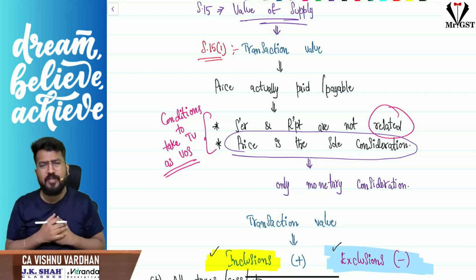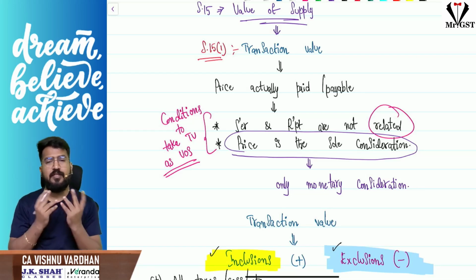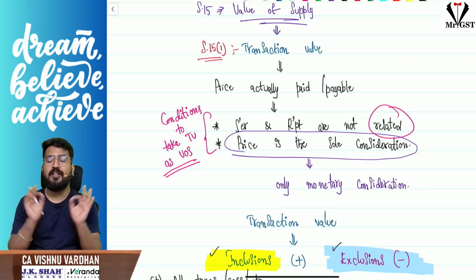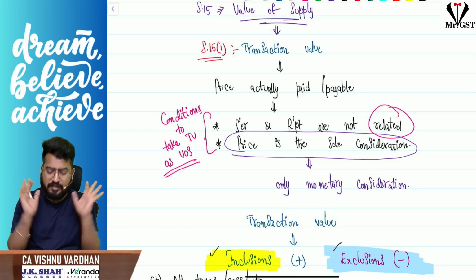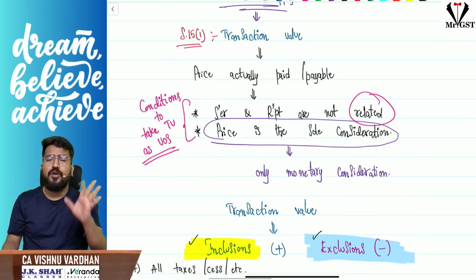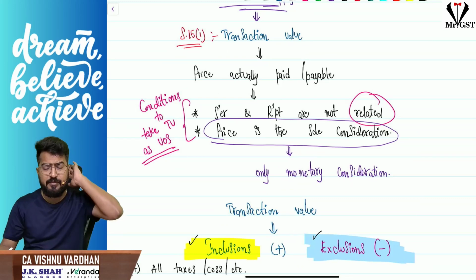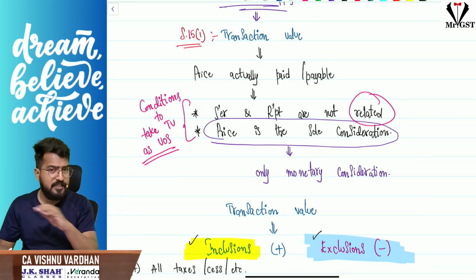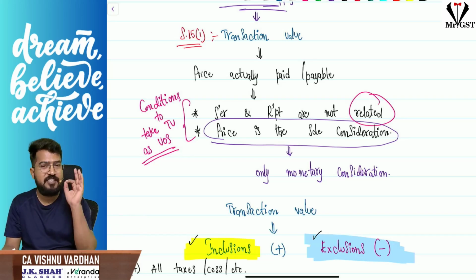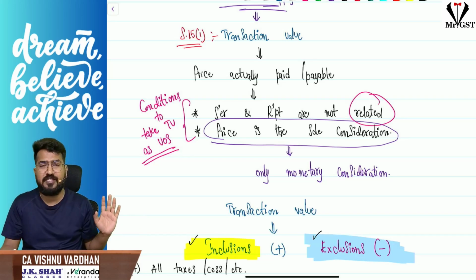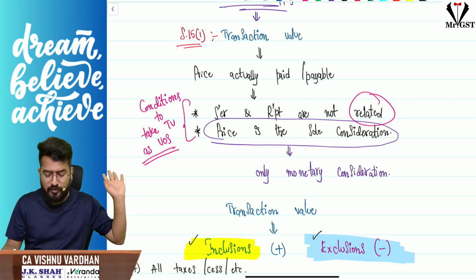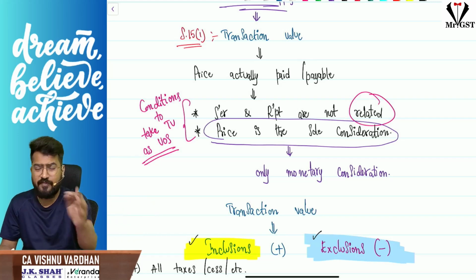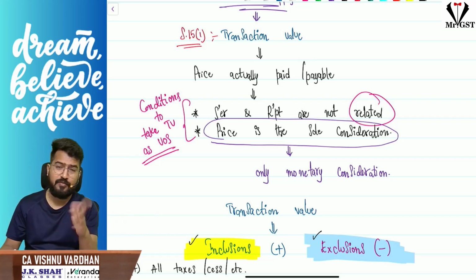Sir, will you believe whatever price they are dealing with? Yes, provided they are not related and they are paying only monetary consideration. That is, price is the sole consideration. So transaction value will be taken as value of supply. That means the price actually paid or payable will be taken as value of supply, where supplier and recipient are not related and price is the sole consideration, that is, monetary consideration only. Then only transaction value will be taken. In the law, if these conditions are violated, then we should go with the valuation rules.